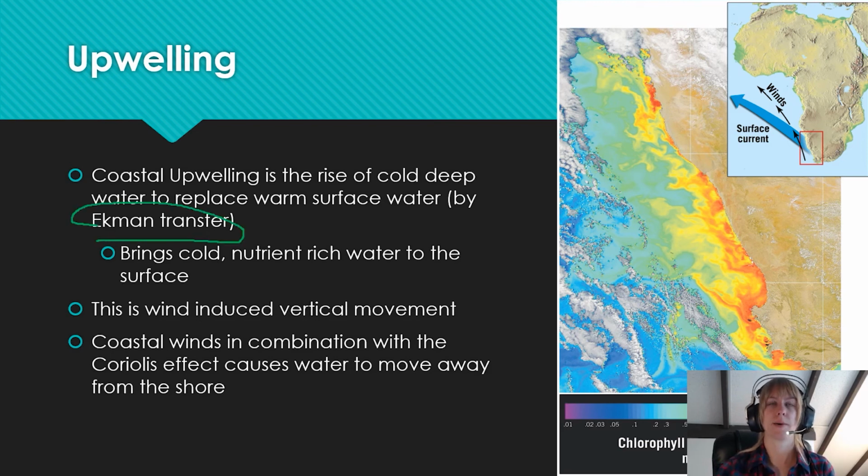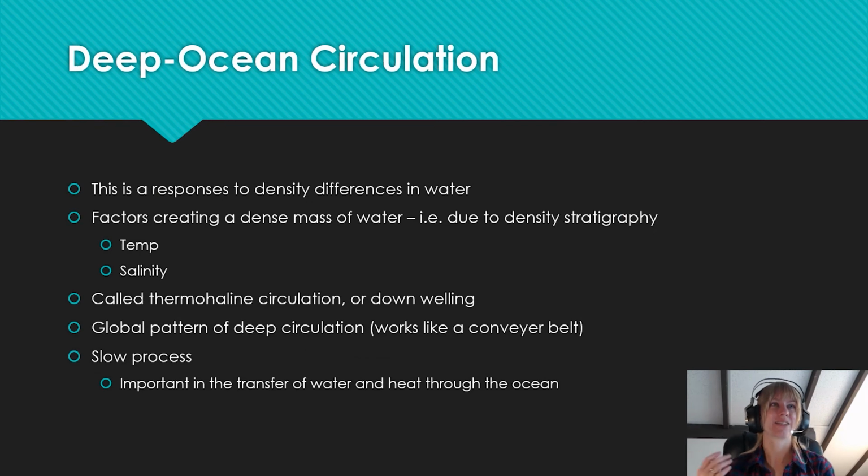Okay, and I hope we all know what the Coriolis effect is. It's due to the Earth's spin and how it deflects wind. We're going to learn more about this a little bit in our meteorology section, but I hope you all remember what that is. Okay. So deep ocean circulation is a response to density differences in the water.